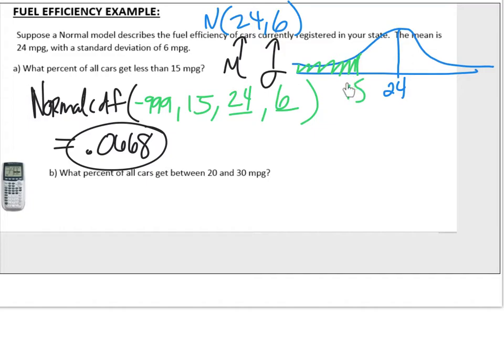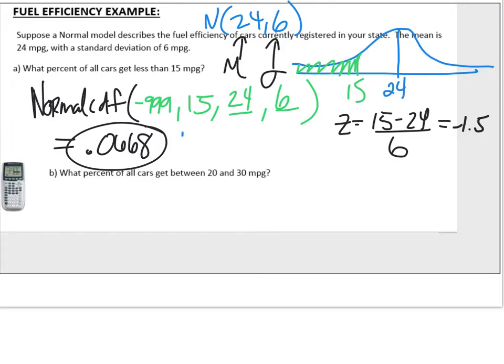If you convert the actual numerical values to z-scores, then you would have to use 0 and 1 accordingly. Now if you did that, what you would say is the z-score is going to be 15 minus 24 over 6, which is going to get you a negative 1.5. Now if you again use the normal CDF, you would just adjust it like this.